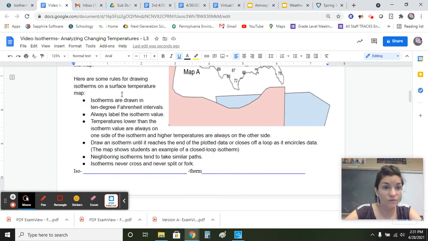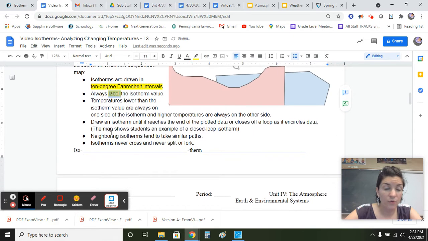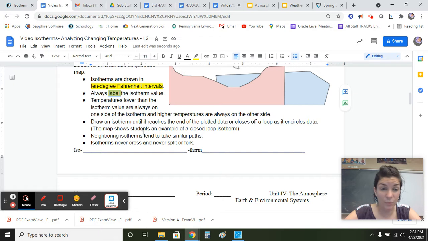Here are some rules for drawing isotherms on a surface temperature map. Isotherms are drawn in 10-degree Fahrenheit intervals, so each line is 10 more or 10 less than the one before. Always label the isotherm. Temperatures lower than the isotherm value are always on one side of the isotherm, and higher temperatures are always on the other side. That might seem kind of confusing, but when we do it together, you're going to be like, oh yeah, that makes sense.